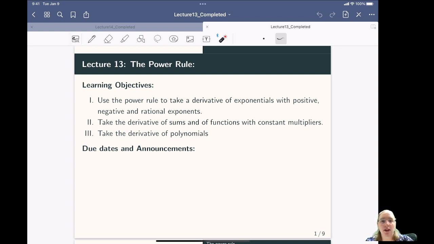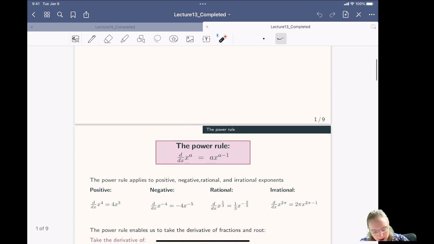Good morning and welcome to lecture 13 on the power rule. The power rule, which we briefly introduced in the last lecture when we were talking about the derivative, sketching derivatives and some derivative rules, is going to help us take the derivative of polynomials when combined with those rules about taking the derivative of sums and differences and factoring out constants. All right, so let's start.